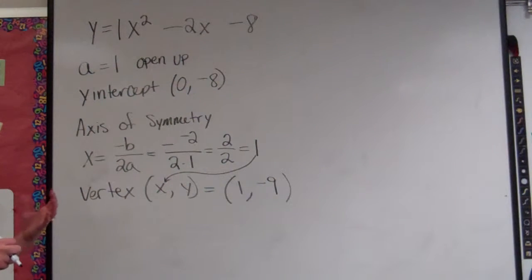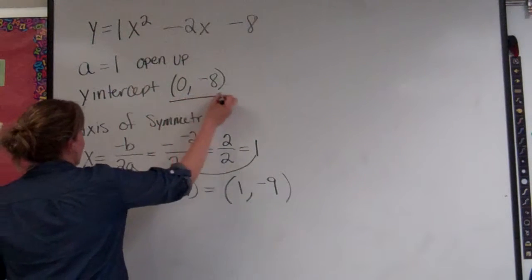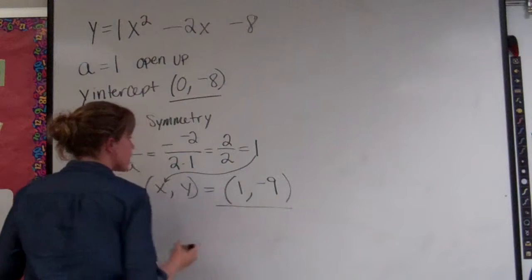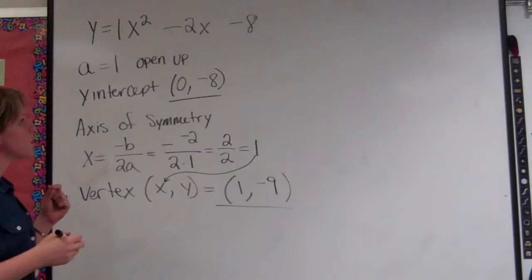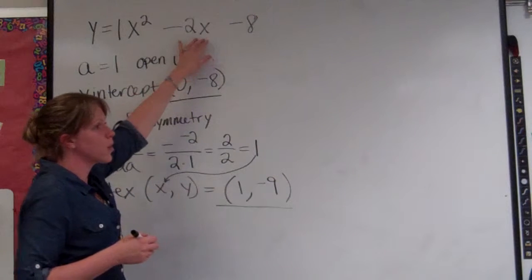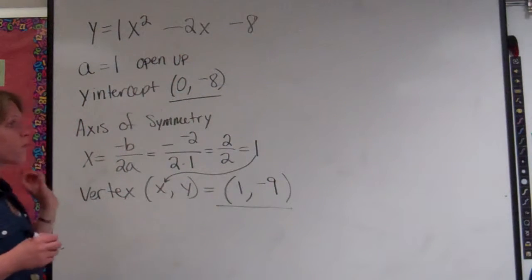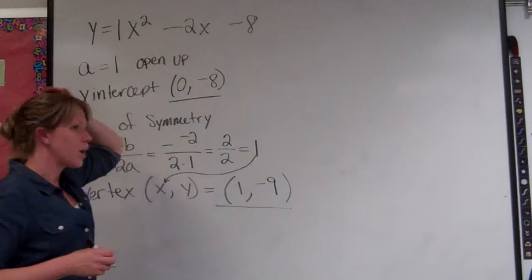Finally, we need to find the x-intercepts. So we have our opening up, we have our y-intercept, we have our vertex, and we need to find the x-intercepts. In order to find the x-intercepts, we're going to have to factor, because it doesn't just have an x squared. It has an x squared and an x in the problem. You can't solve for x unless you factor if you have x squared and x.